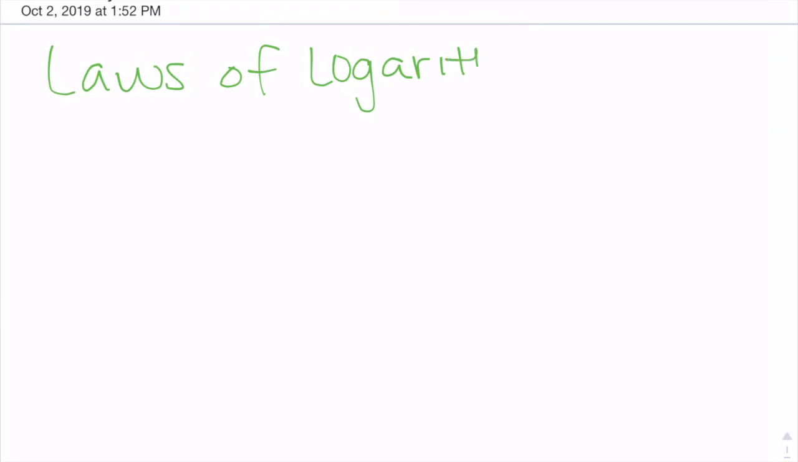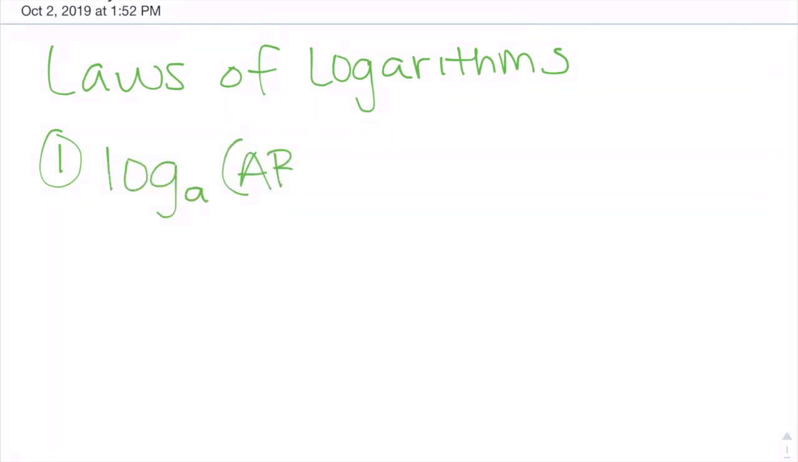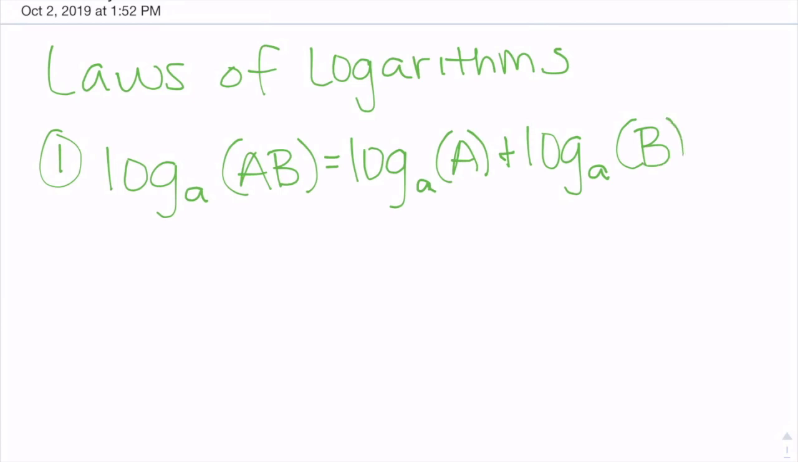Today we're going to talk about some laws of logarithms, and so let's start with that, laws of logarithms. And so the first one is going to be log base A of A times B is equal to log base A of A plus log base A of B. So whenever you see that you have multiplication in here, you expand using addition.